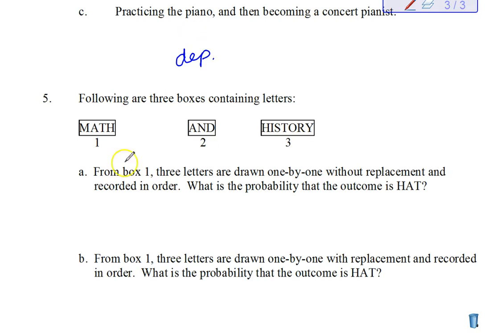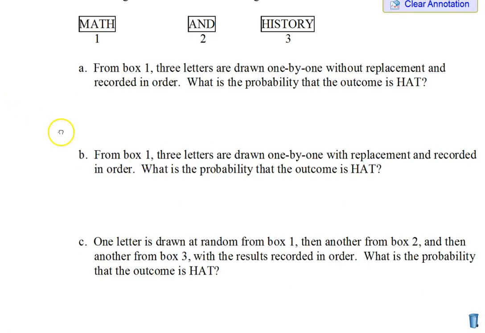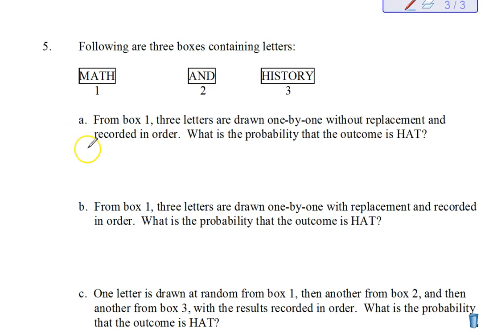Alrighty, on number 5, we have 3 boxes that contain letters. And this is, again, something you could definitely bring into your class, have these 3 boxes, and give your students a visual to look at. So it says the following boxes 1, 2, and 3 contain the letters. Box 1 has an M-A-T-H in it. Box 2 has an A, an N, and a D in it. And then box 3 has the letters in the word history.